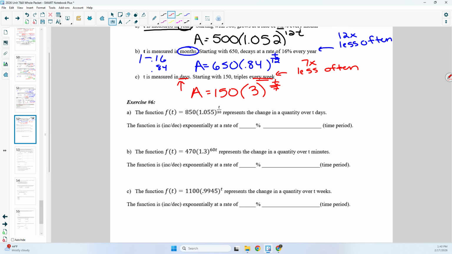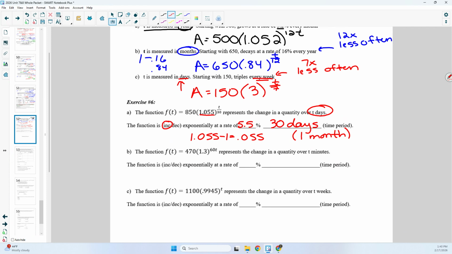So here's a function that represents the change in a quantity over t days. So t is days. The function is increasing because our base is bigger than 1, by 5.5%. And then what time period are we working with? We're dividing, so it's going to take longer than the days. 30 times longer, or it's going to take 30 days. And because 30 days is typically a month, you could also see it would take 1 month.